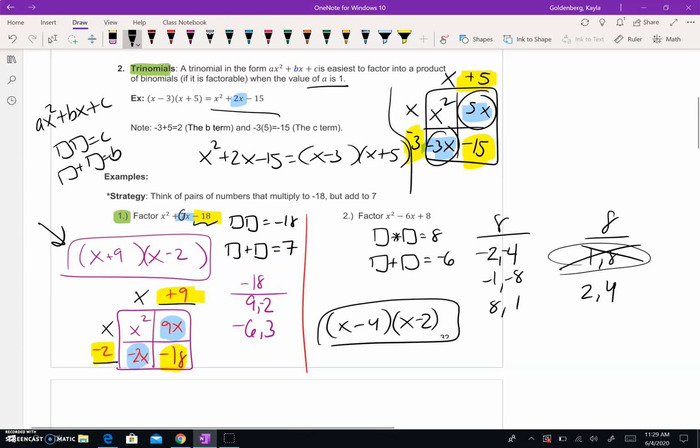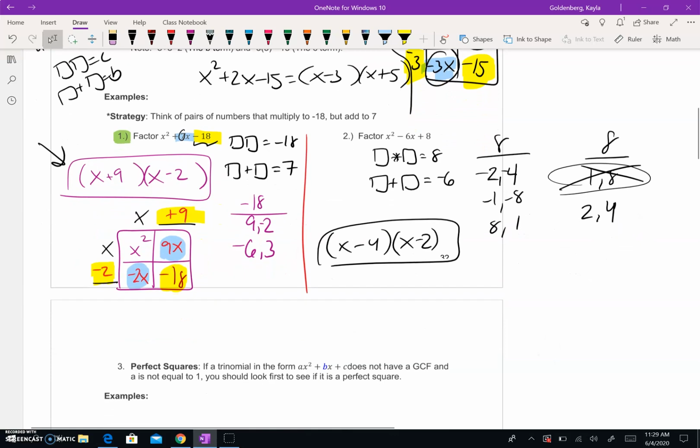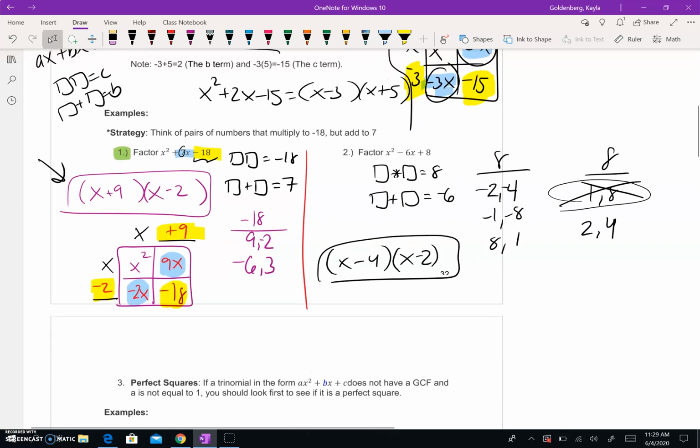So 2 and 4 could add to be a 6, but we need it to be a negative 6, so both of them become negative. So that's just one strategy to think through why the numbers I chose there work. Okay. And then you can always use your area model to help if you need.